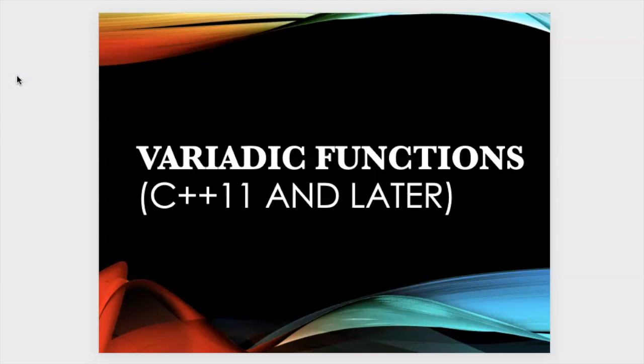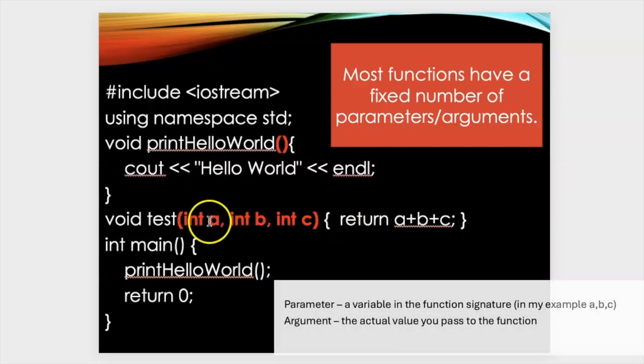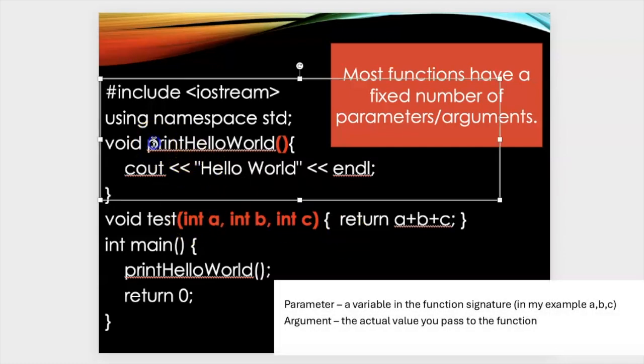Hello, programmers. Today we're going to talk about variadic functions in C++ 11 or later, but first we're going to review a little bit about how you can have a variable number of arguments to functions in C. So most functions that we've dealt with have a fixed number of parameters or arguments that they're dealing with. So this function print hello world doesn't take any input arguments.